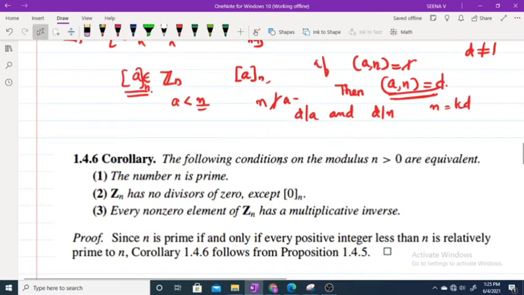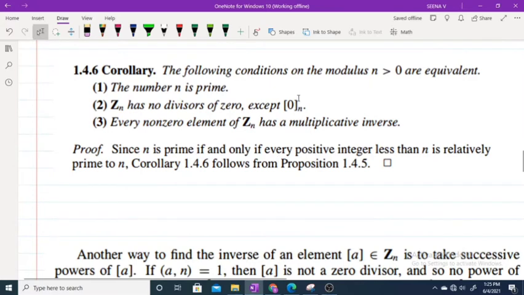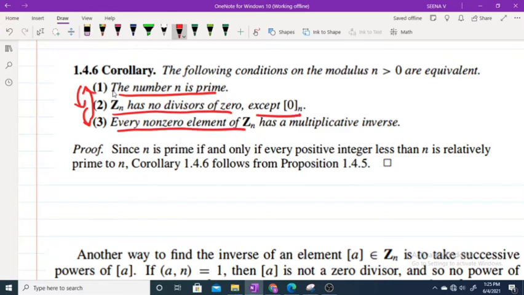Now moving to one corollary. The following conditions on modulus are equivalent. That means what we have to prove? We have to prove 1 implies 2, 2 implies 3 and 3 implies 1. One: the number n is a prime. Two: Zn has no zero divisors except 0. Three: every non-zero element of Zn has a multiplicative inverse.